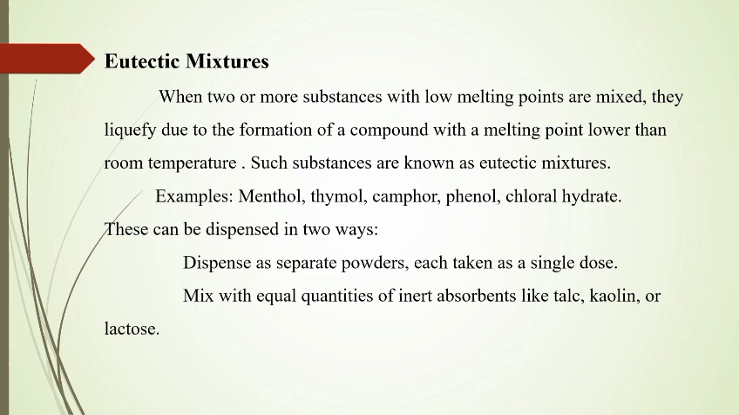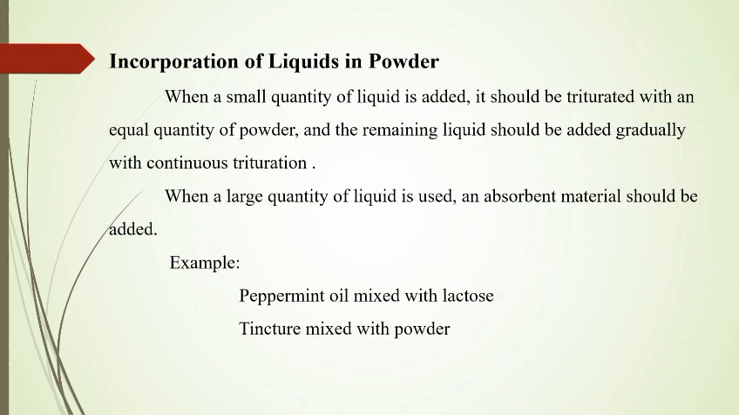The problem faced in eutectic mixtures is that the powders become wet or liquid. Methods to prevent the liquefaction are, first, each ingredient should be dispensed separately, with directions given to mix at the time of use. And second method is the use of inert absorbents. Here we can mix equal quantity of kaolin, lactose or light magnesium carbonate.